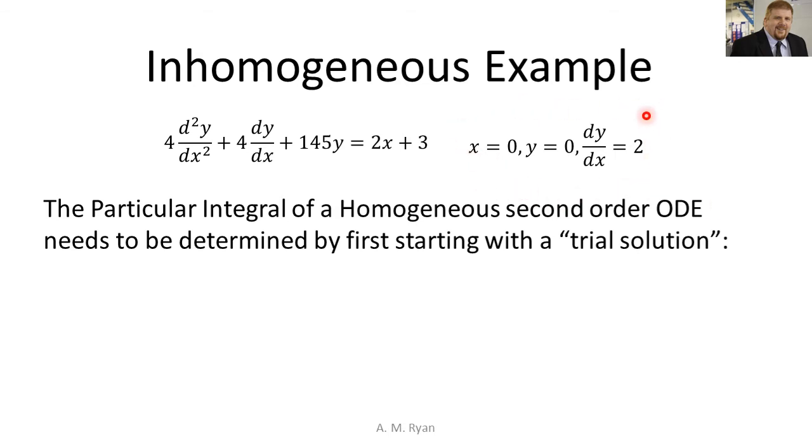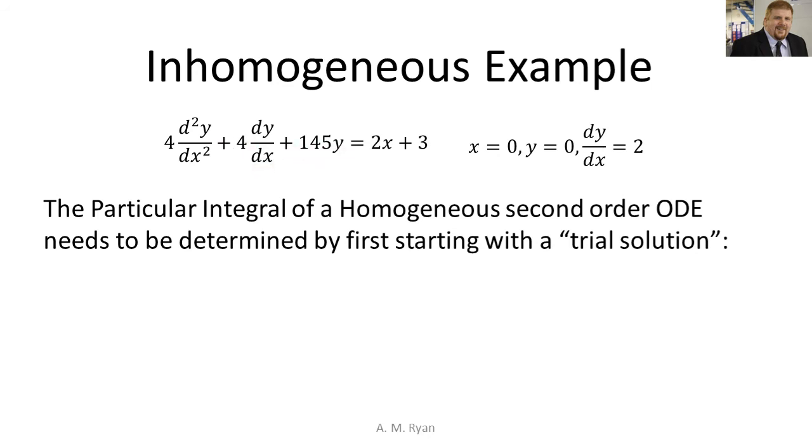Okay, that's just so in the making of this video I don't forget which boundary conditions I'm using. If you're asked for a particular solution, you'll always have these boundary conditions given, but they can be anything. Now we have a function of x on the right hand side of our equation, and our left hand side is now 4d squared y dx squared plus 4dy dx plus 145y.